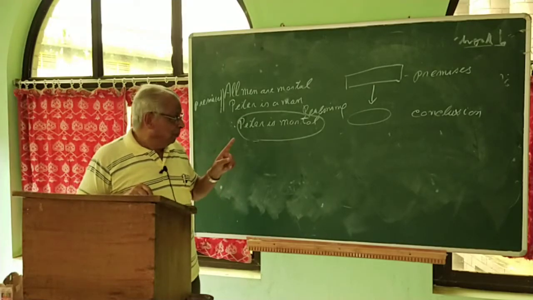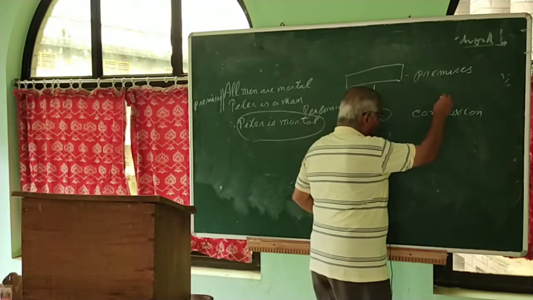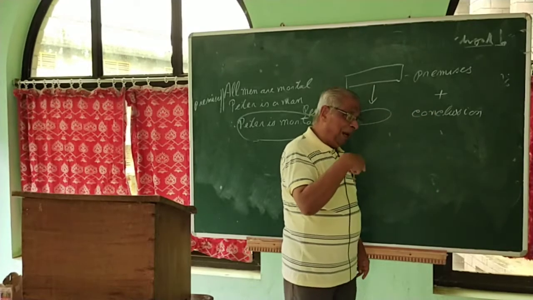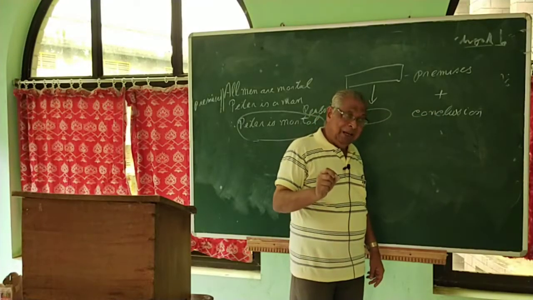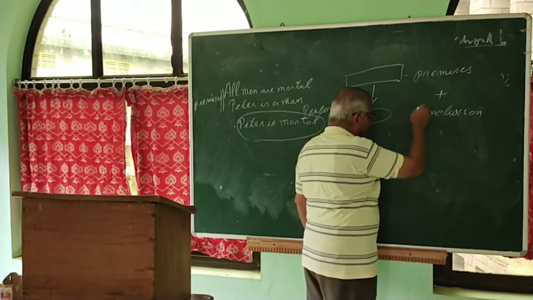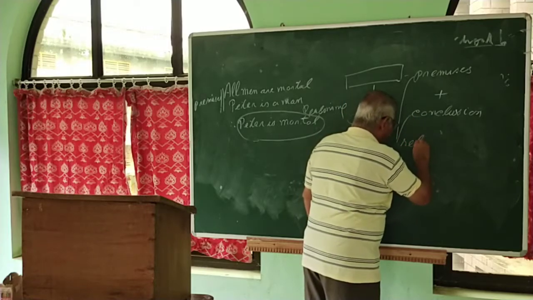Now we use the expression premises and conclusion. Just a little clarification, which will be clarified later, but still a little clarification would be in place. Premises and conclusion, they are relative terms.